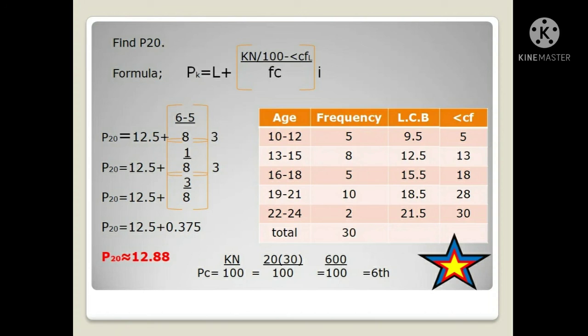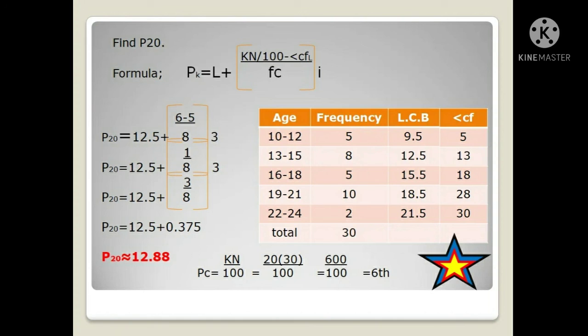The k is 20 and the n is 30, over 100. So 20 times 30 is equal to 600 over 100 is equal to 6. The 6 is in between 5 and 13. Then substitute the numbers. So P20 is equal to 12.5 plus open parenthesis 6 minus 5 over 8 close parenthesis times 3.